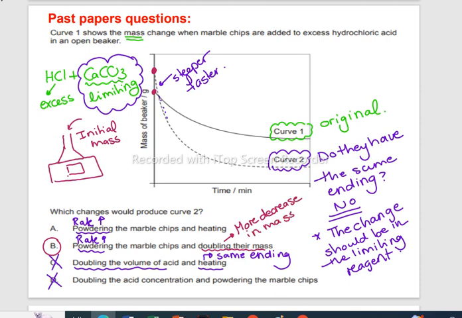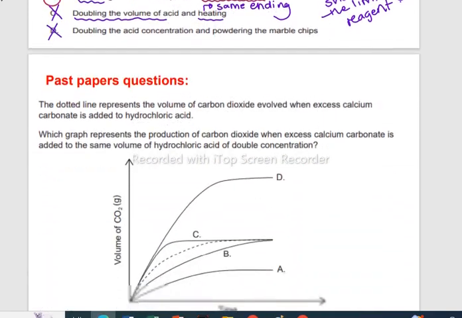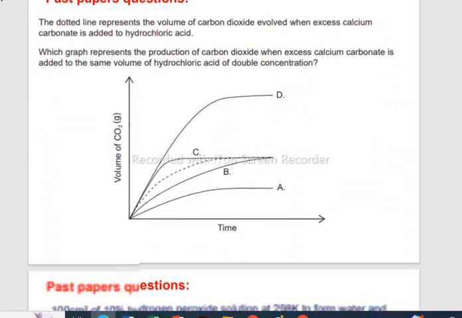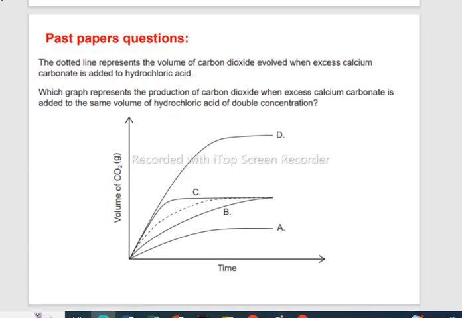So curve 2 was steeper and it was below curve 1, so your answer is B. Now continuing with another past paper question as multiple choice.